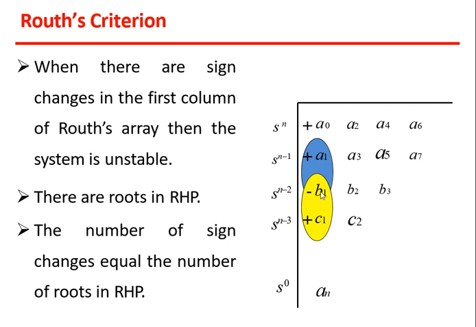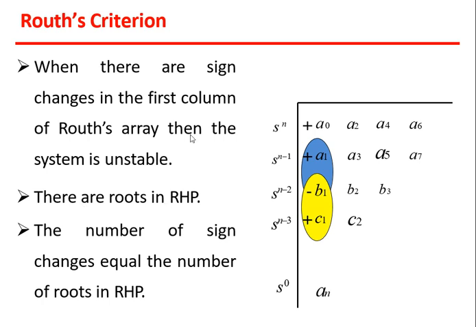But if you see this third row's first element, it is minus B1. See carefully, the sign is changed over here. Again this minus is changed to plus in the fourth row, first element. So here plus A0, plus A1, up to this it is correct. But here it is changed from positive to negative, and again from negative to positive. Now we can say that when there is a sign change in the first column of the Routh's array, then the system is unstable. That is clear now, and there are roots in RHP.